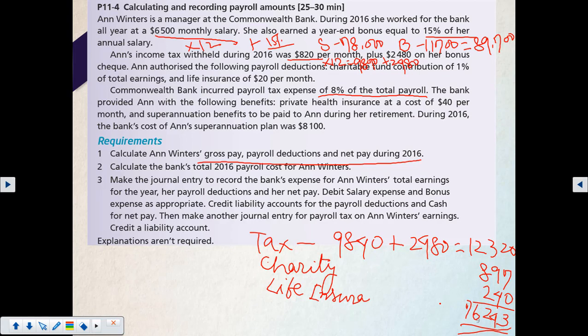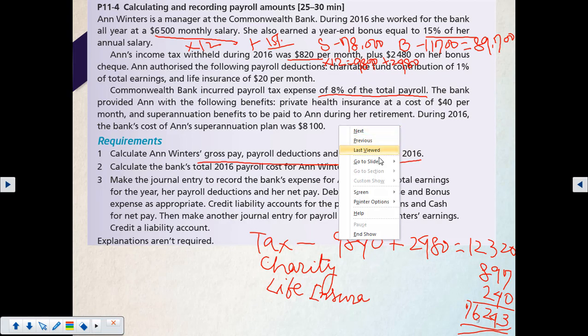The bank provided the employee with the following benefits. She also has her own insurance, but the bank gives her another insurance that costs $40 per month, and superannuation benefits to be paid during her retirement as well. The bank's superannuation plan was $100. So calculate how much benefit they are giving to the employees. It's annual, yes, again with annual.